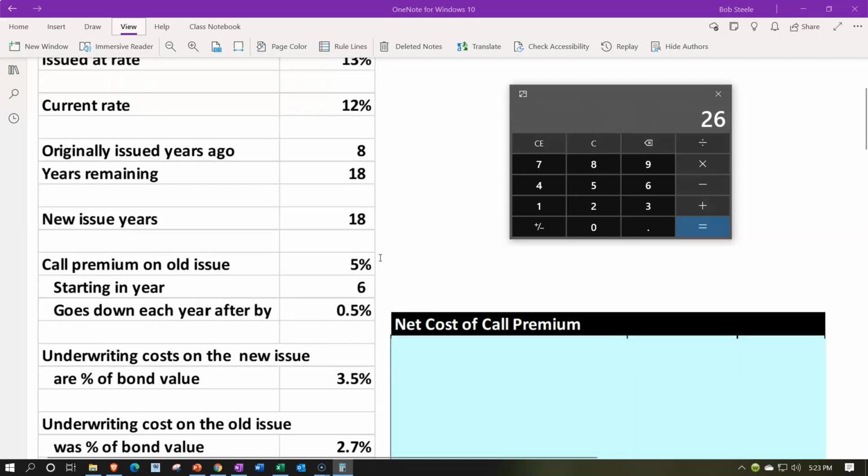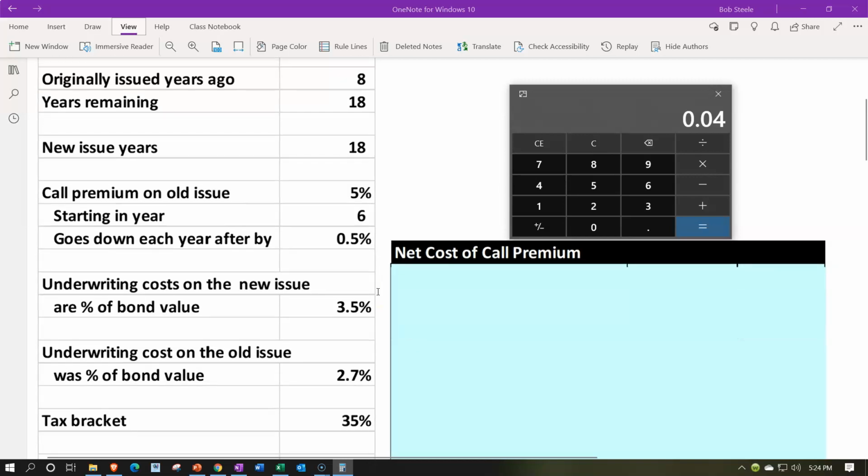So we're going to call them back, the old bonds. To call them back, it's going to cost us 5%, but with a little bit of a twist. That's going to start in year 6, so we have to wait till after year 6 to do that. And then we're saying it goes down each year by 0.5%. So in other words, 0.05 minus 0.005 minus 0.005. I think I did that right. It's 0.04 because we're talking 2 years after that 6-year time period. So a little bit of twist on the call rate.